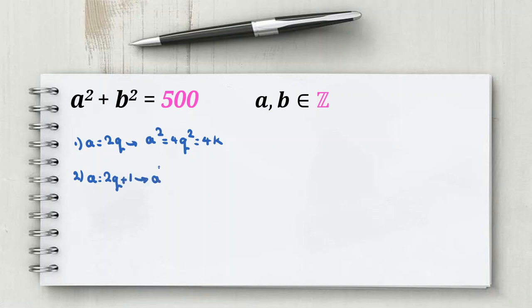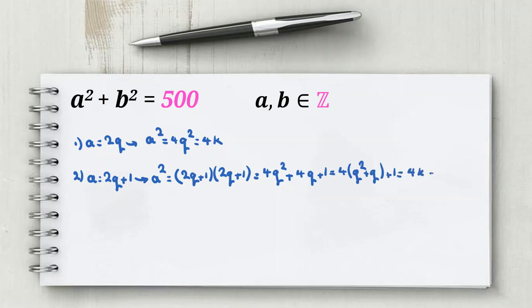So a squared is (2q plus 1) squared, which is (2q plus 1) times (2q plus 1). 2q times 2q is 4q squared. 2q plus 2q is 4q, plus 1. If we factor out 4, it will be 4 times (q squared plus q) plus 1, and it will be 4k plus 1. So we can say that the remainder of a square when divided by 4 is 0 or 1.